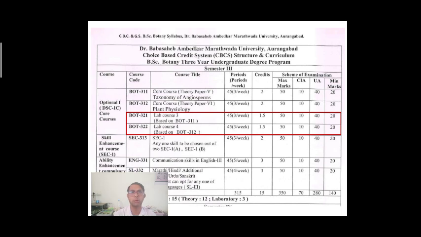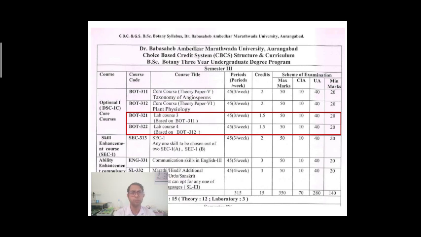Lab 3 is based on the first paper, that is taxonomy of angiosperms, whereas Lab course 4 is based on plant physiology. Both have 45 lectures, 3 lectures per week for each paper, and 1.5 credits for each paper. The practical also carries the same marks, that is 50 marks for each lab course, and there will be an internal assessment for the practical again, and 40 marks for the performance of your practical.